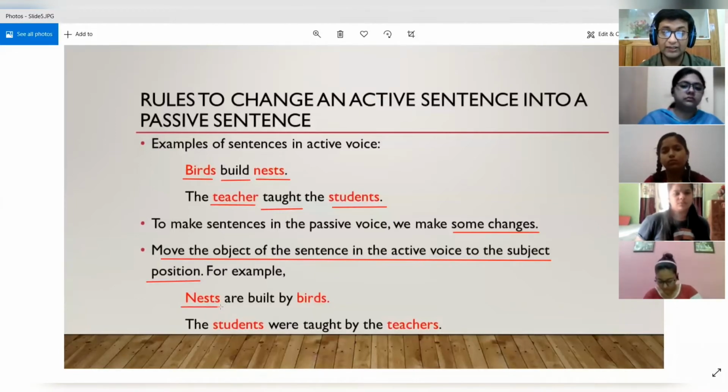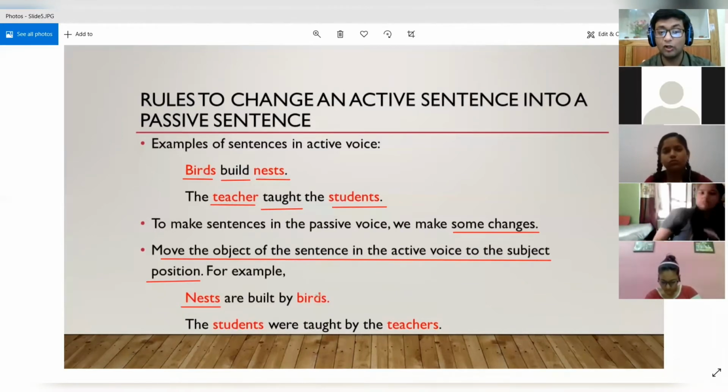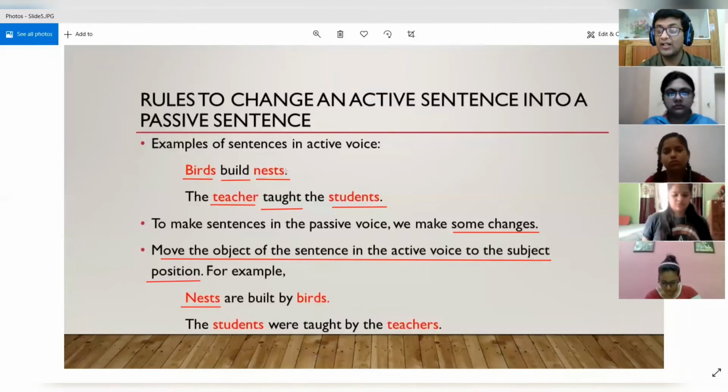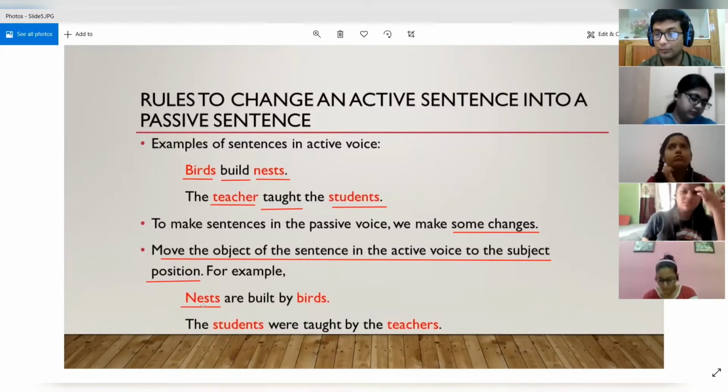So in the passive voice, nest is going to come in the subject position. So we are basically exchanging the subject and object positions in the active and passive voice. So birds, which was the subject in active voice, has become the object in passive voice, and nest, that was the object in active voice, has now become the subject in passive voice. So we have basically exchanged the positions of the subject and object in the two voices.